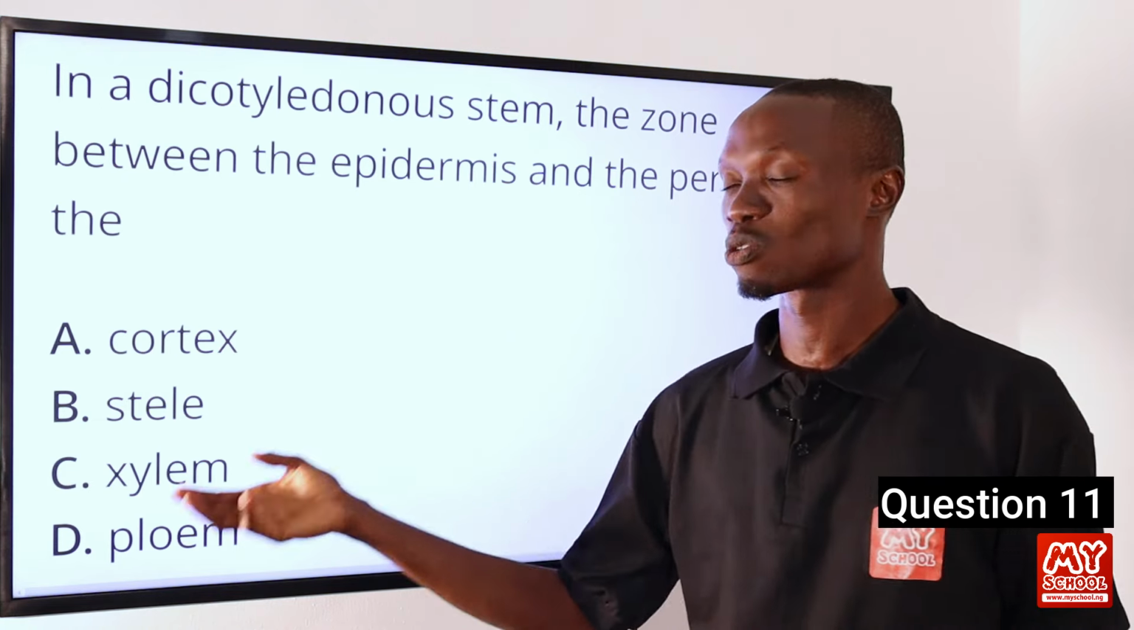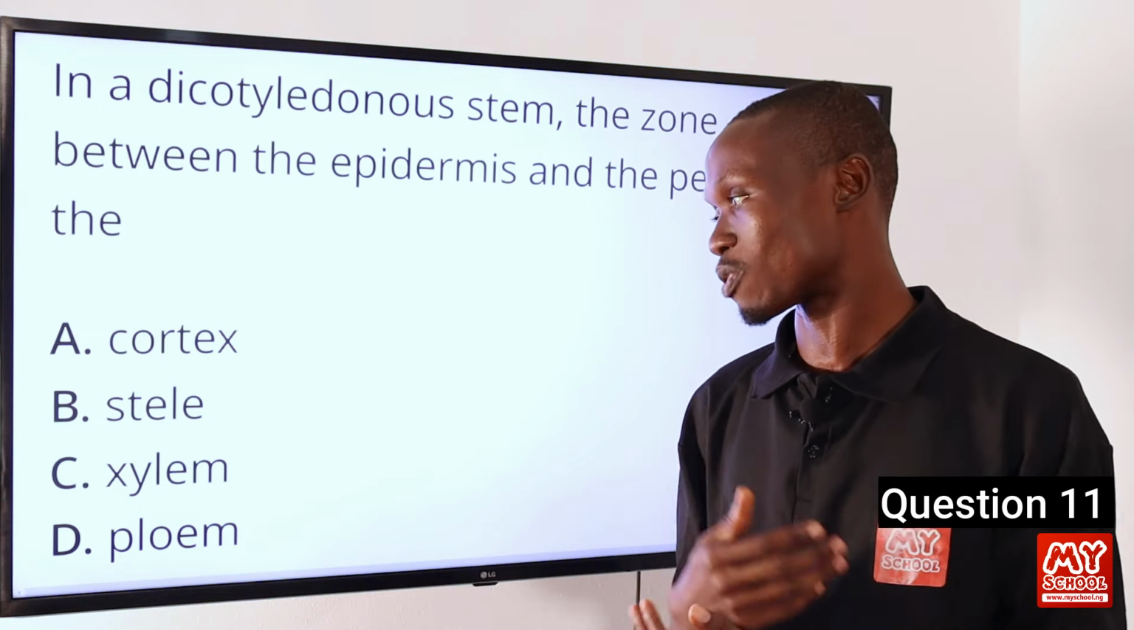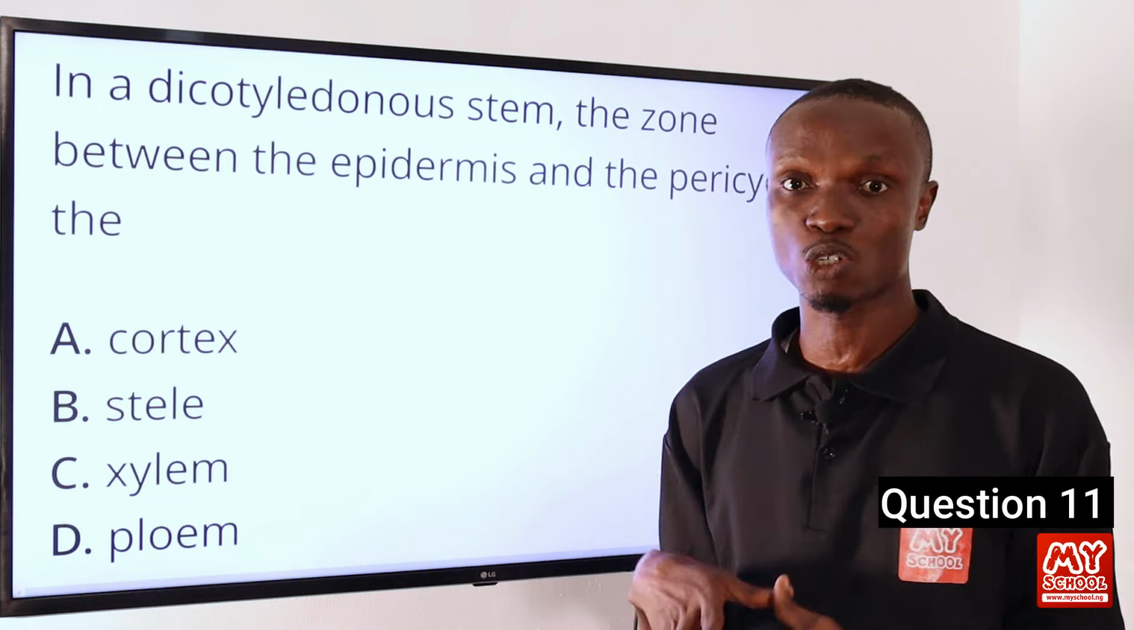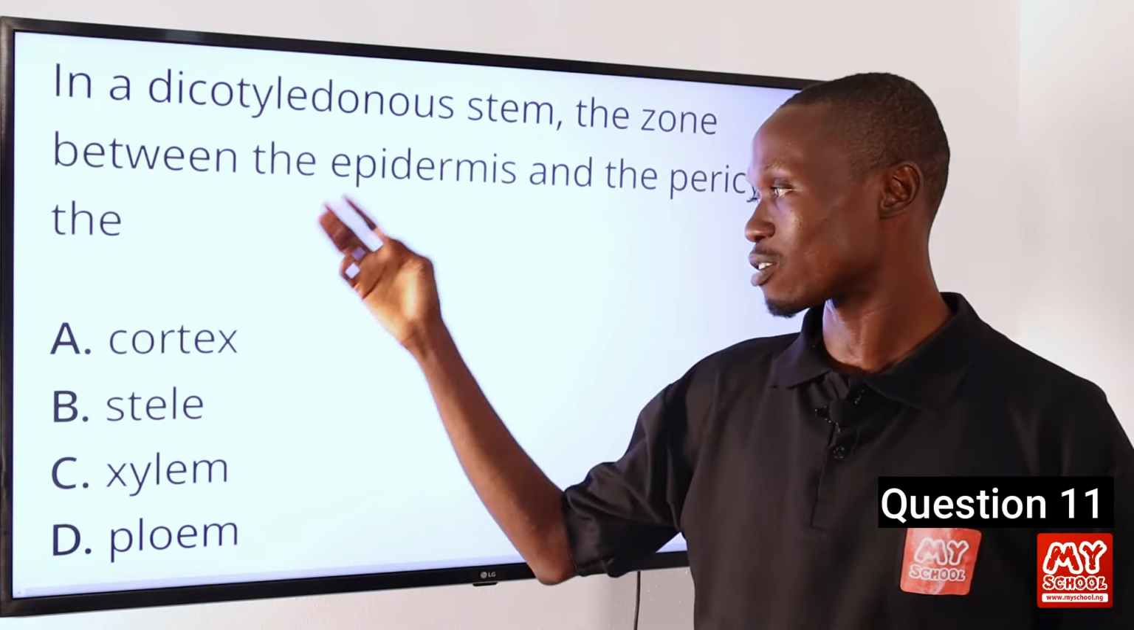Of course, we know option C to be the xylem that carries water from the roots to the rest part of the plant, and we know the phloem that carries manufactured food in the leaf to other parts of the plant. But the answer to this question is option A, cortex.